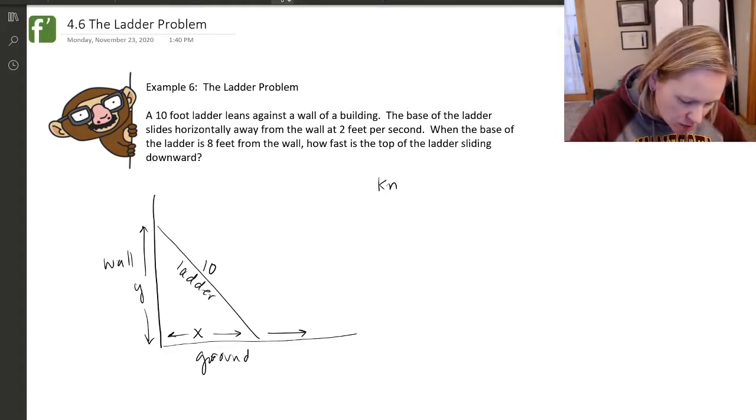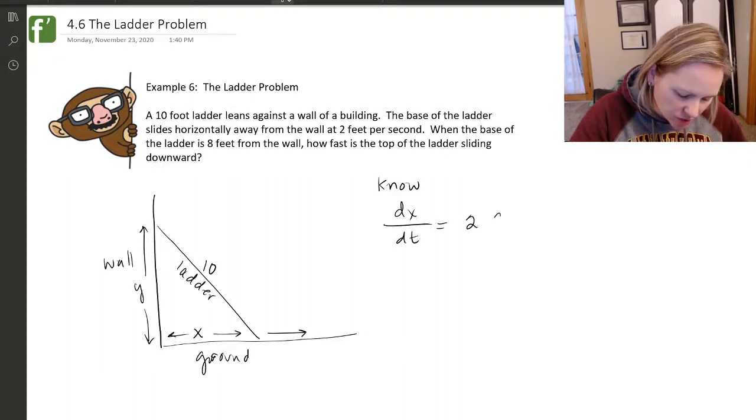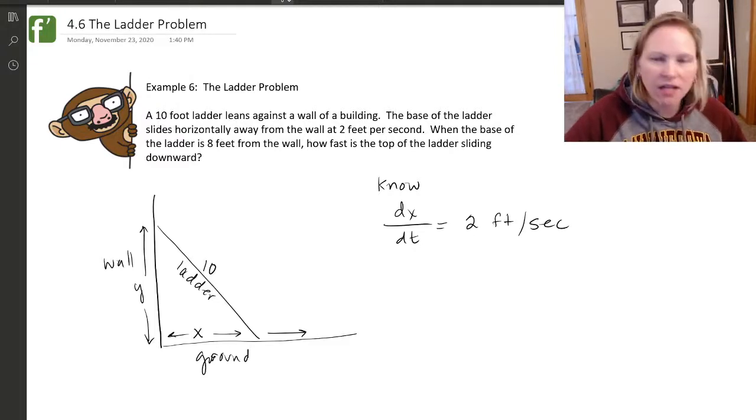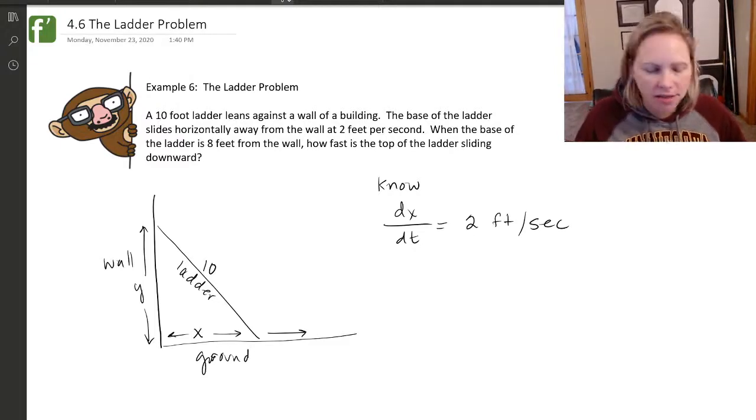So what do I know? I know that dx/dt is going to increase. It's going to increase at a rate of 2 feet per second. Anytime you're given any sort of rate, feet per second, something like that, that's a dx/dt.